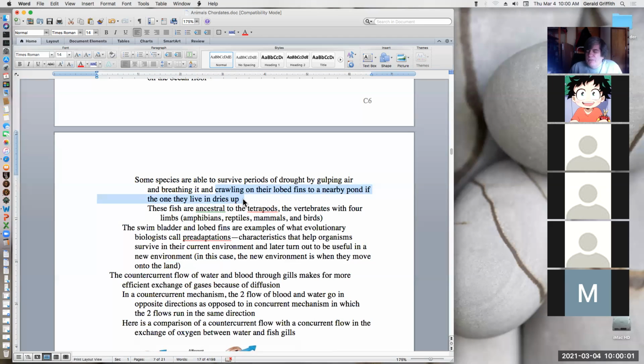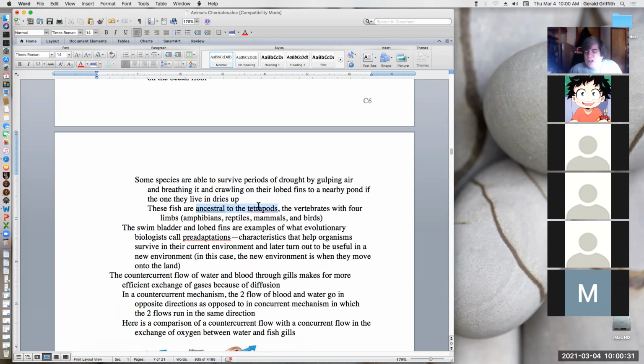A lot of lobe-fin fish live in tropical areas. And during the summer when it's hot, they often tend to live in shallow ponds. And if the pond that they're living in dries up, they can actually crawl on their lobe fins. Some of them can crawl up to a mile or two. There are limits since they're fish, they can't stay on land indefinitely. But they can crawl and they can move to another land, another pond.